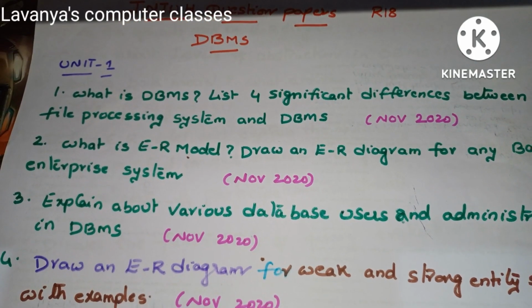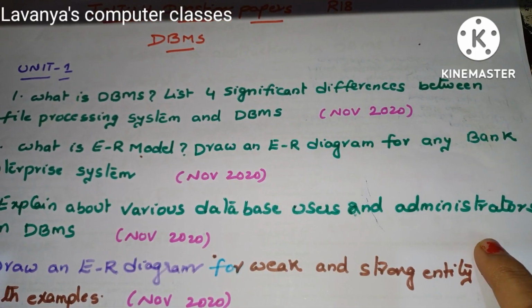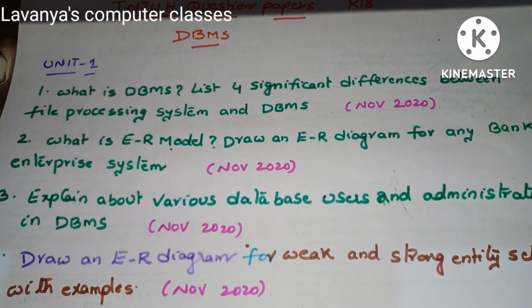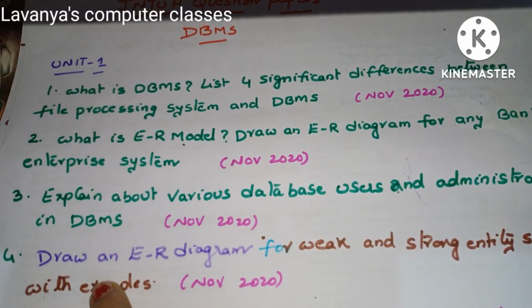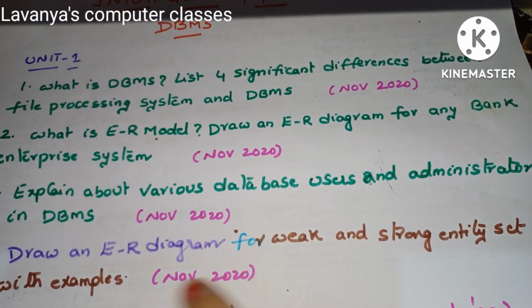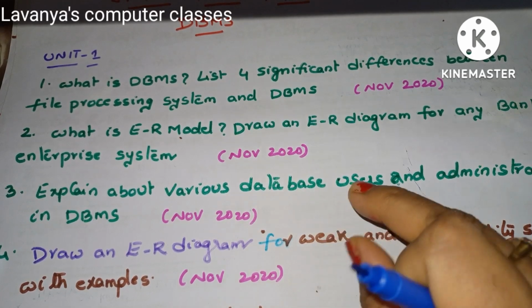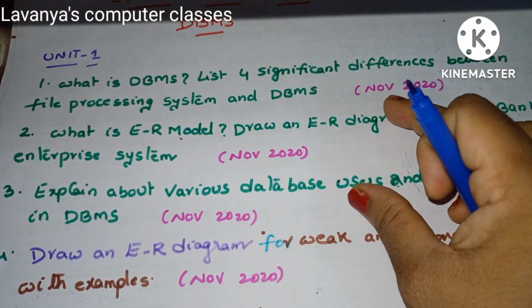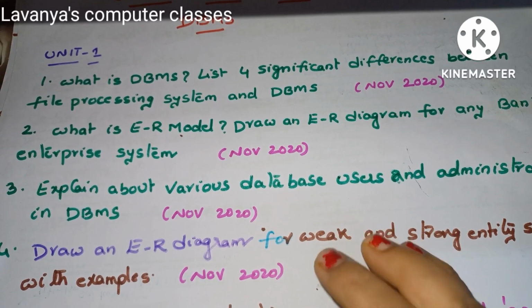Next, third question is, explain about various database users and administrators in DBMS. This also came in November 2020. And fourth question is, draw an ER diagram for weak and strong entity sets with examples. This is also November 2020. That means in November 2020, from unit 1 only 2 questions came, 2 fifteens are 30 marks from unit 1.